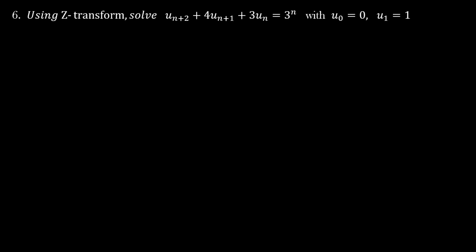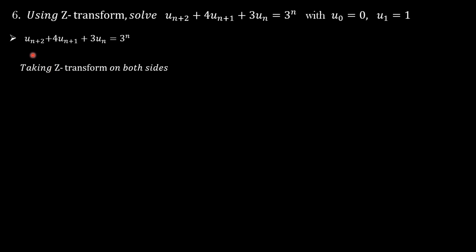Next problem. Using Z transform, solve the difference equation u(n+2) + 4u(n+1) + 3u(n) = 3^n with the initial conditions u(0) = 0, u(1) = 1. The first step is to take the Z transform on both the sides.